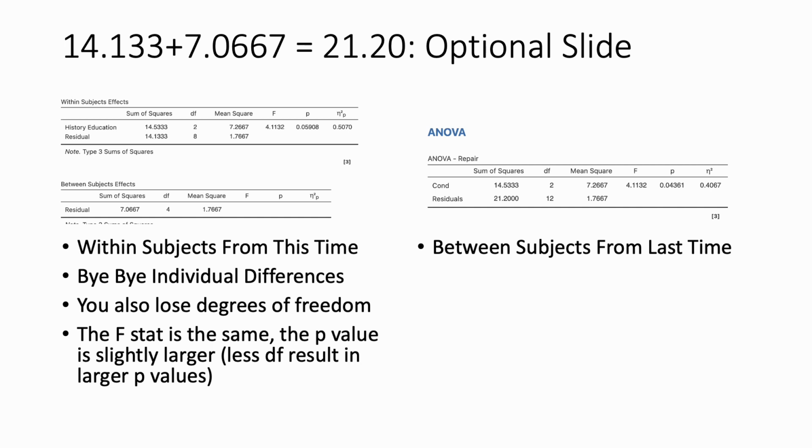14 divided by 8 equals 1.766. That's a coincidence with 21.2 divided by 12 equaling the same number. All right. You're like, why are the p-values not the same? Because the F's are exactly the same. Well, that's because when you have less degrees of freedom in that error term, it actually makes your p-values larger. And you'll also notice that the partial eta squared for the within subjects design is larger than the eta squared for the between subjects design, and that's because we removed individual differences from total.